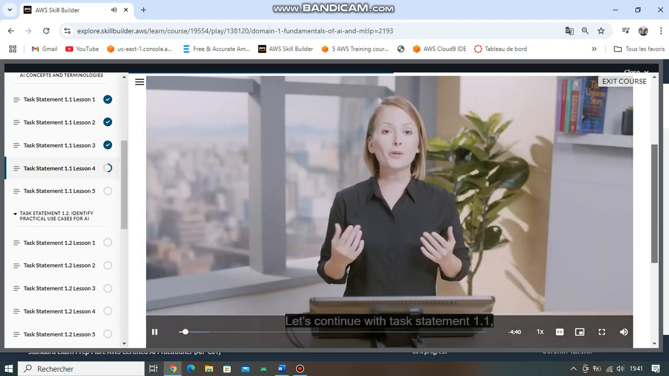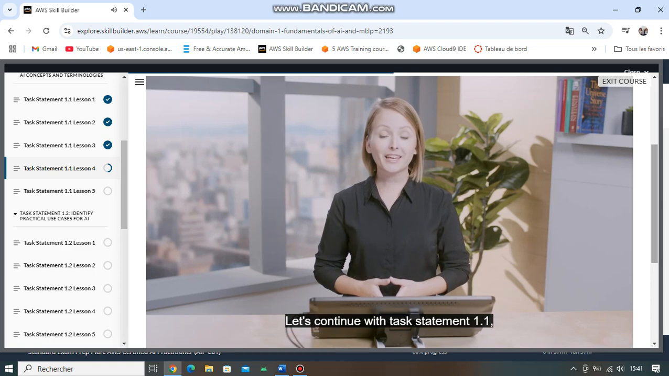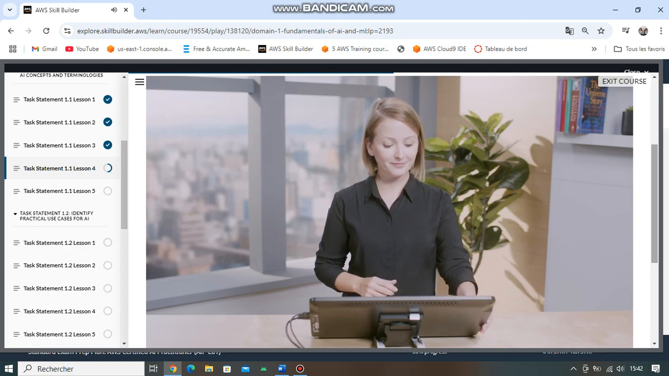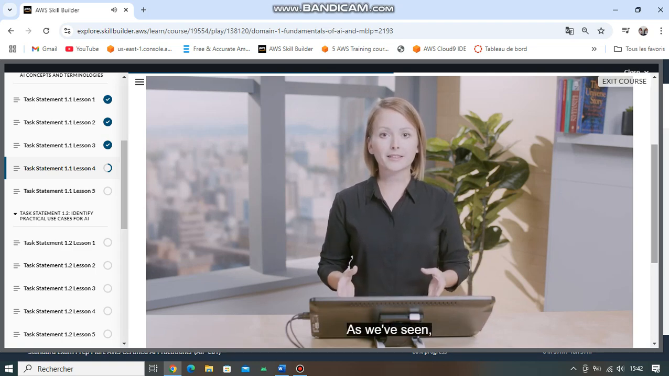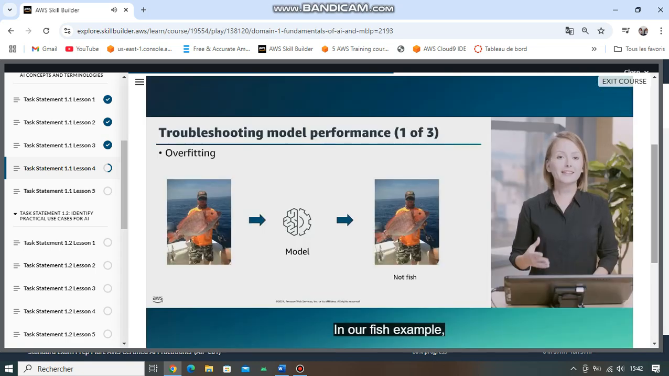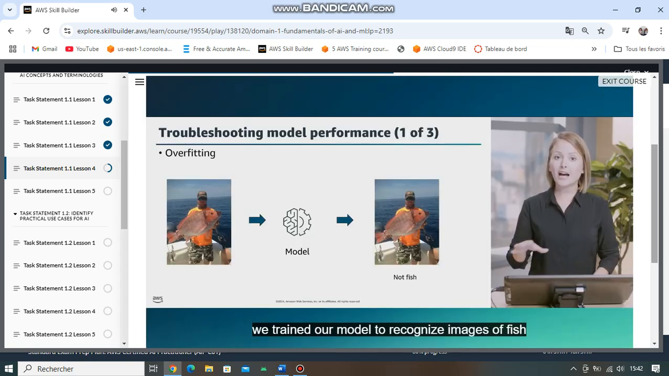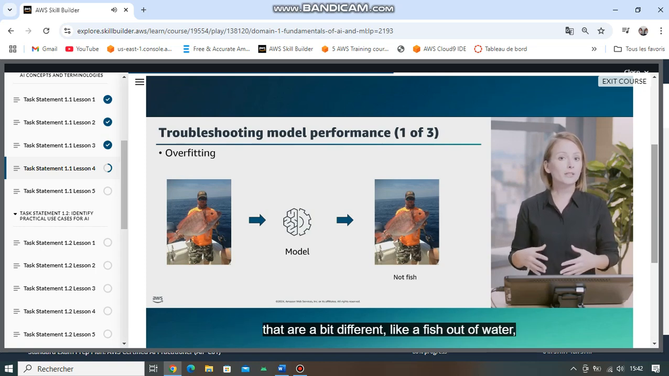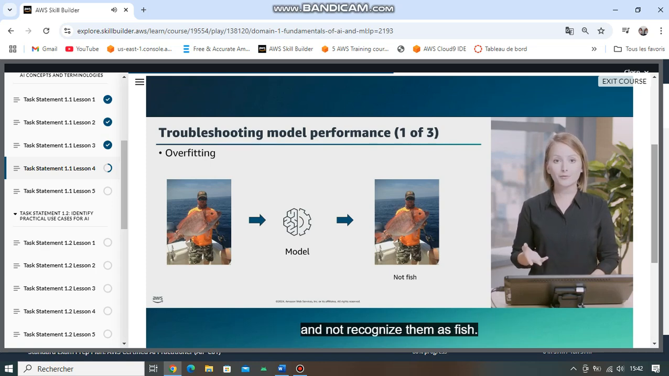Let's continue with task statement 1.1, which is to explain basic AI concepts and terminologies. As we've seen, the output of a machine learning model is an inference. In our fish example, we trained our model to recognize images of fish by training it with images of fish swimming in the water. However, our deployed model might see images of fish that are a bit different, like a fish out of water, and not recognize them as fish.